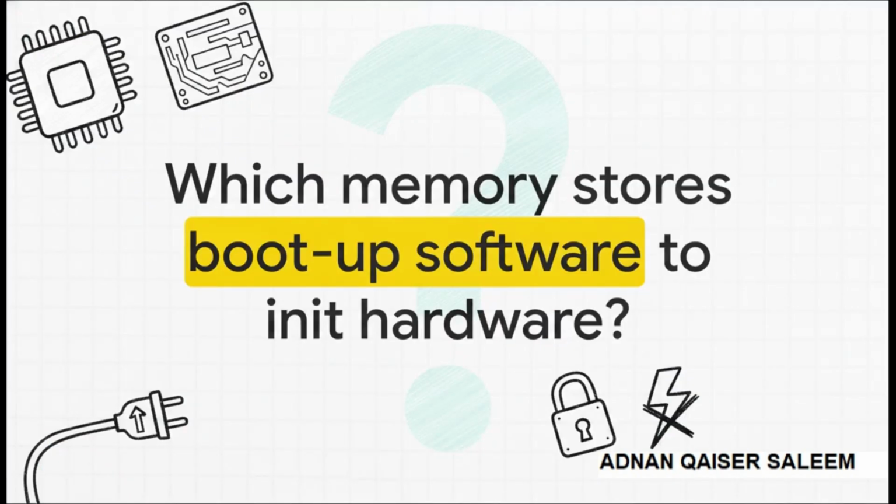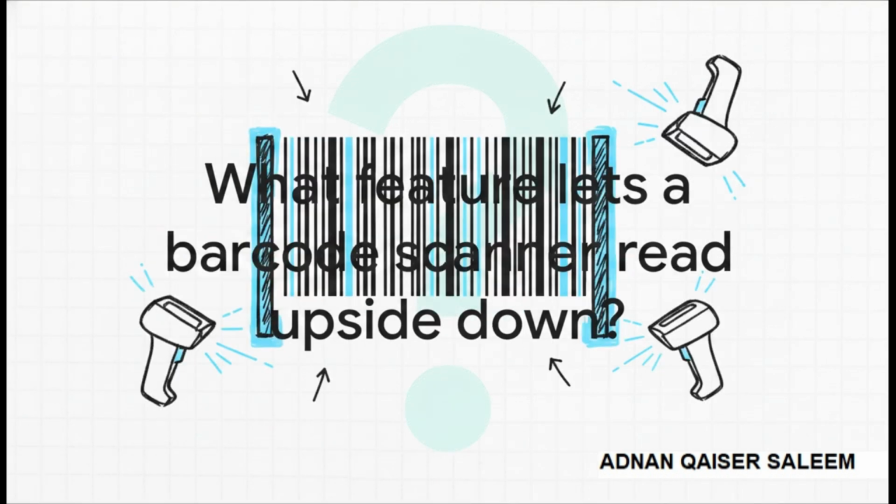Question 1. Think back to our memory comparison earlier. Which type of memory specifically stores the boot-up software required to initialize the hardware? Lock in your answer. Got it? The answer is ROM, or read-only memory. It's non-volatile and keeps that vital startup data safe even when the machine is completely powered off. Let's keep the pace up.